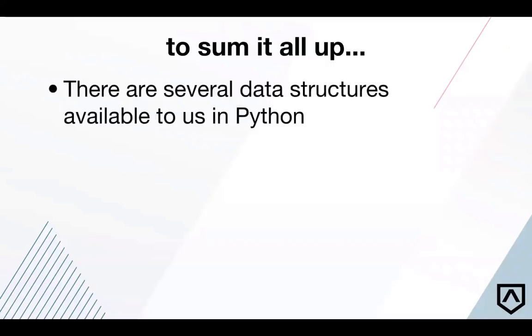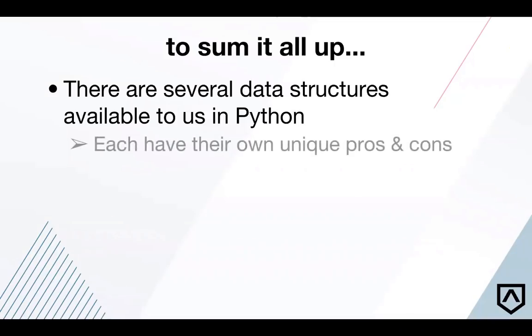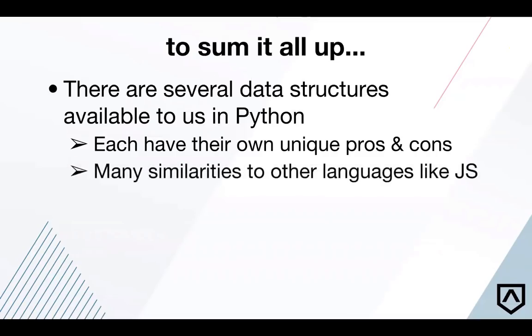So in summary, just want everyone to be aware that there are several different data structures that are built in and available to us in Python. They each have their own pros and cons, right? They're going to have different operations available to us. Some are mutable, some are immutable, some allow duplicate items, some do not. So depending on what you're doing, you might want to use a different collection. But there's actually a lot of similarities to data structures that you've seen in other languages.